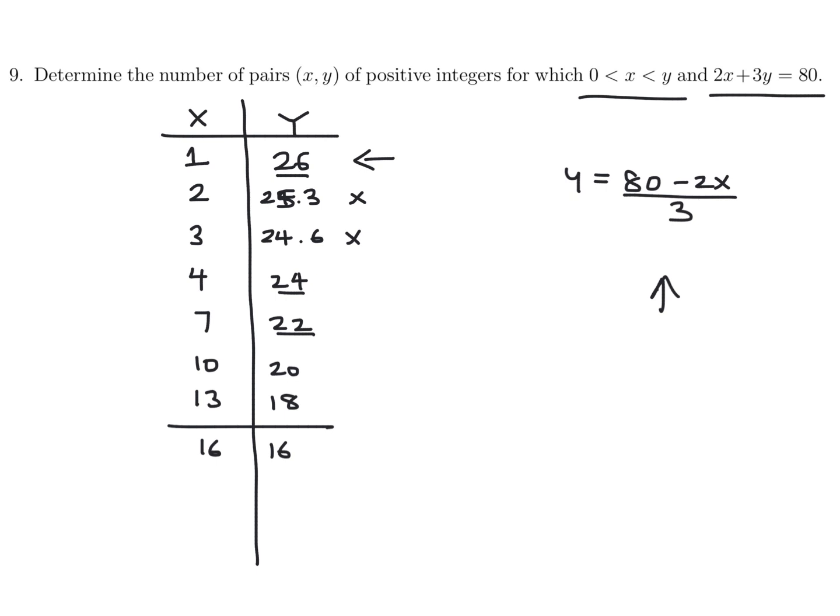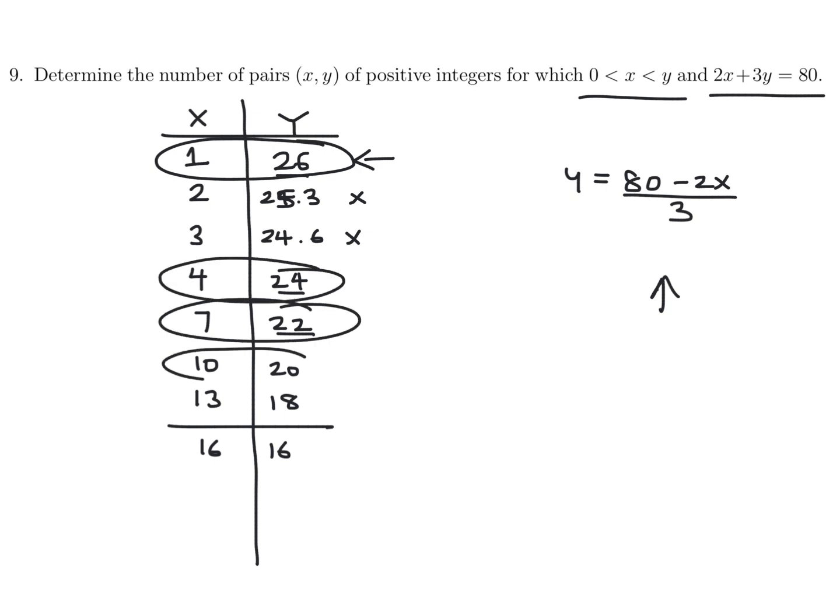So let's count how many actually we got that were integers. And it looks like to me like 5. So the answer to this question would be 5.